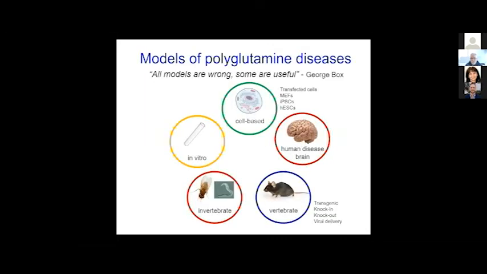We've used many different model systems to look at how ataxin-3 behaves normally and misbehaves. And like you all, I'm sure, use more than one model system to look at problems, in part because no model is perfect. As George Box says, all models are wrong, some are useful. And I think the combination of models can be particularly useful at times. I'm just going to talk a little bit about some invertebrate data and mouse models that we've used.